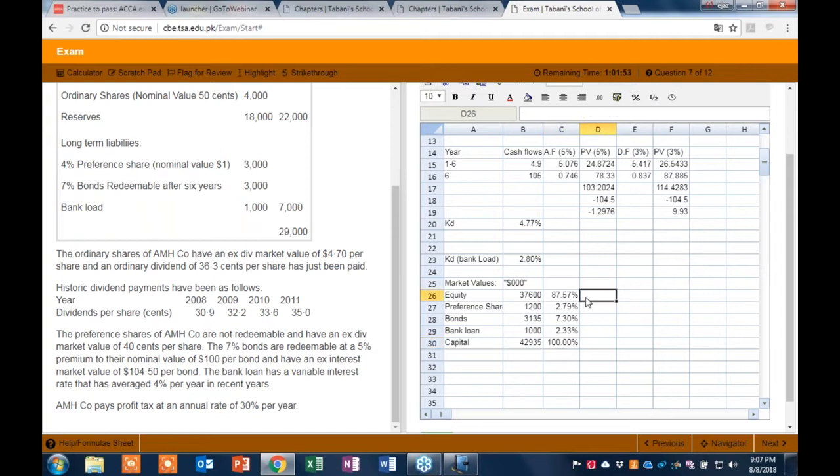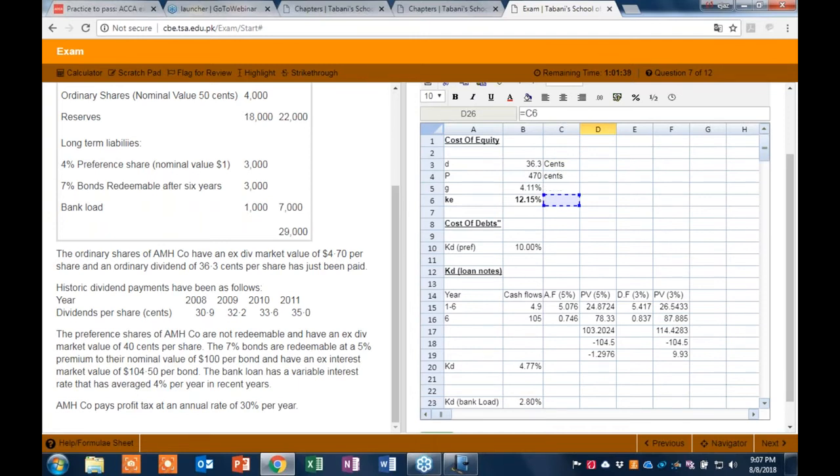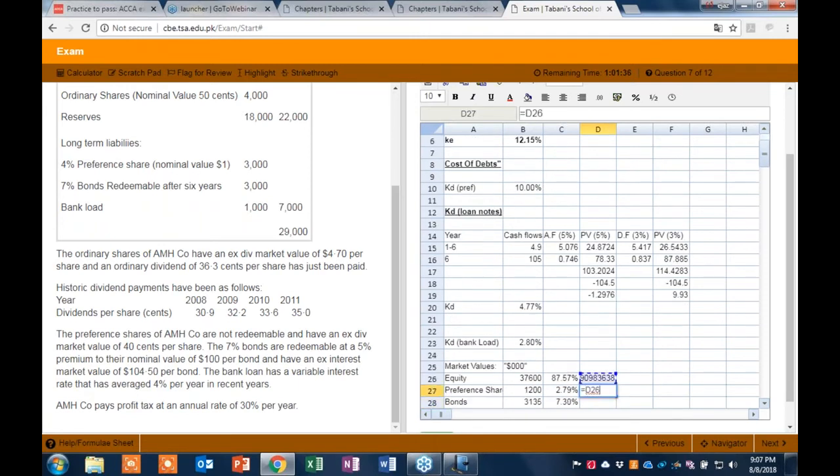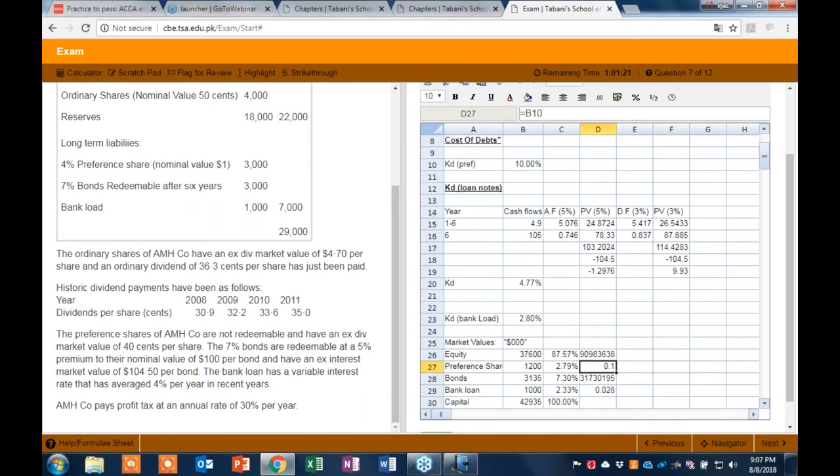So we can say that 87% of our total capital is sourced through equity, 2.79% from preference shares, and bonds 7.3%. Now we'll place the cost figures we calculated in front of every source of capital: preference shares, then the bonds, and then the bank loan.